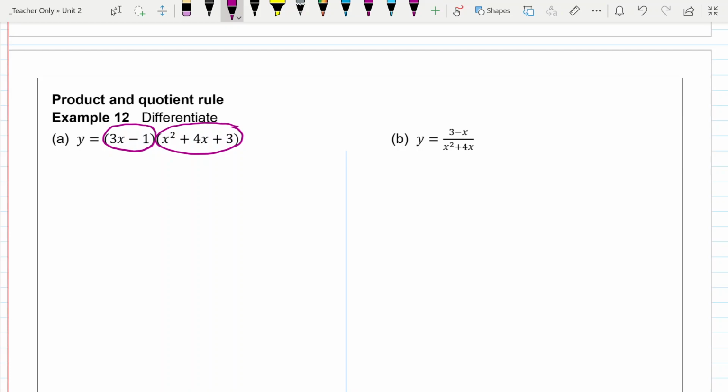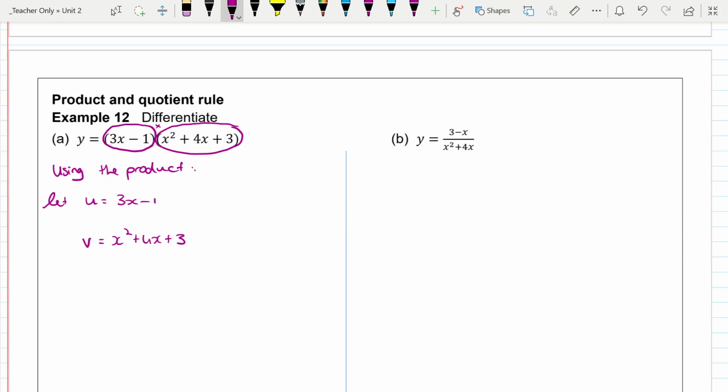So this is a really simple example, but the main thing I want you to see is that I'm multiplying two functions that both have got x inside them. And the way I'm going to do that is I'm going to say using the product rule. And we always refer to the rule we're using. There are marks allocated to that in the exam. And I'm going to let u equal my first one, 3x take 1. And I'm going to let v equal x squared plus 4x plus 3.